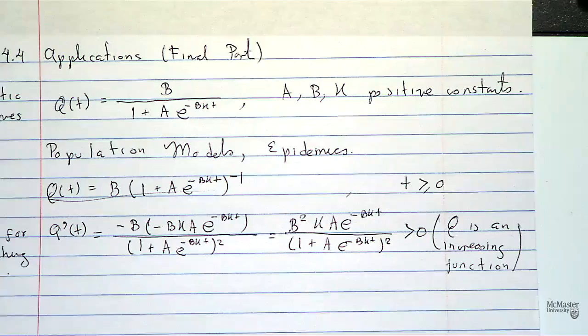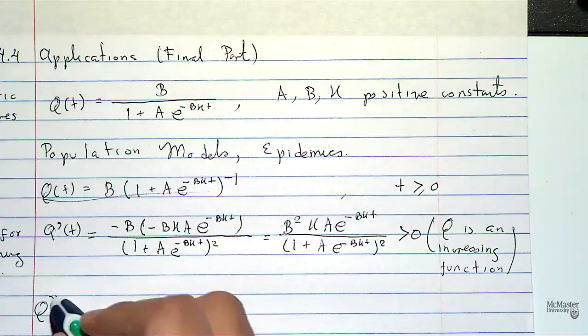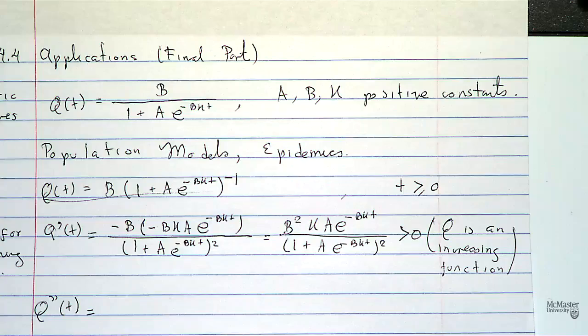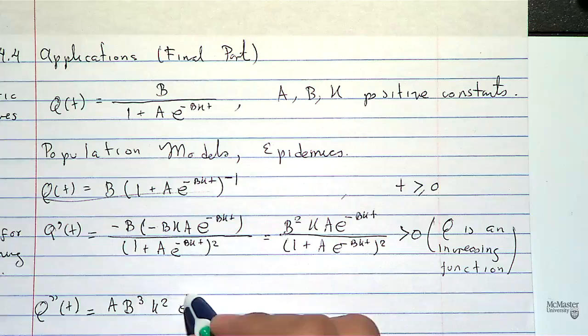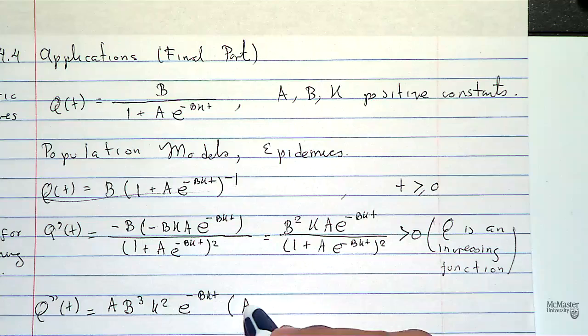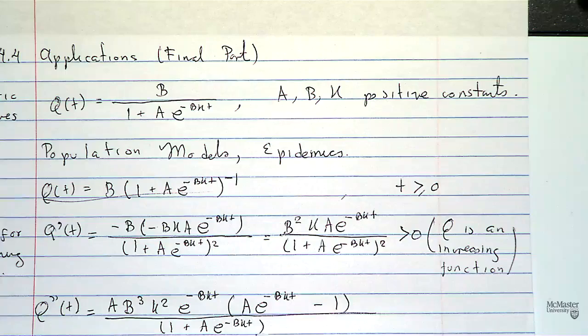Look, the computation for the second derivative would take some time. I have the actual computation in the notes, which I will upload after the class, so you can check the detailed steps of the derivation after class. So I will just present the result. The second derivative is equal to a b cubed times k squared times e to the minus b k t times a e to the minus b k t minus 1, divided by 1 plus a e to the minus b k t, cubed, okay? So check the notes for the steps. This is some assignment for you.